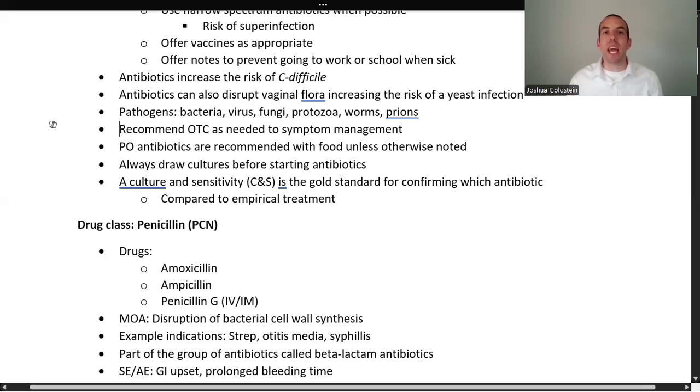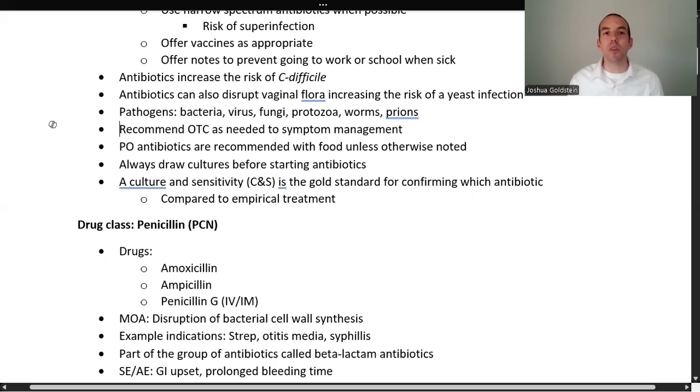There's something called a culture and a sensitivity. When we get a culture, it could be from sputum, from stool, from blood, from anything. We're checking to see what pathogen grows in there. When we do a culture and sensitivity, and I want to make sure you know what that test is, a culture and sensitivity is a second step to the culture test. The culture test tells us what pathogen is growing in there. A culture and sensitivity is a second step, and now this tells us what this pathogen is sensitive to, meaning what antibiotic will kill this pathogen.